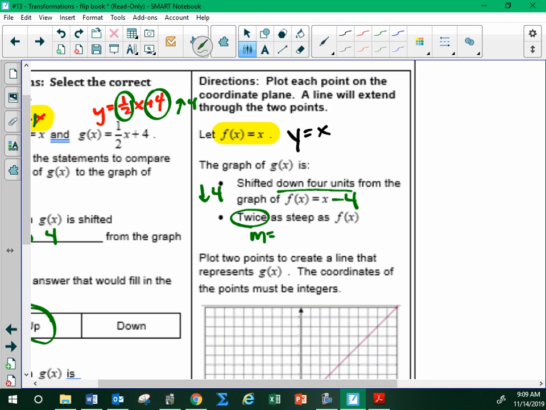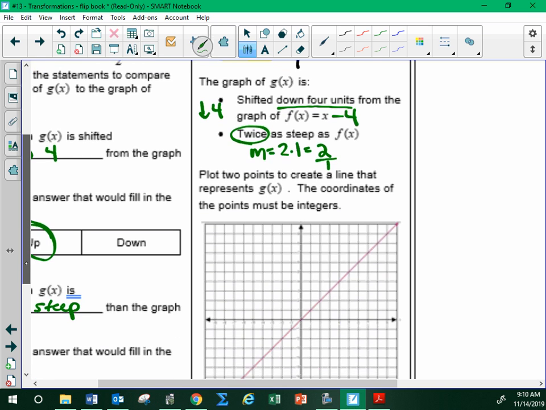What is my slope up here for my original graph? 1. What is 2 times 1? 2. So I want to do twice that, so 2 times 1, which is just 2. So my slope is going to be 2 over 1. So all they did is they just told you in words, what is my y-intercept? Negative 4. What is my slope? Twice, so 2 times the slope, so 2 over 1.